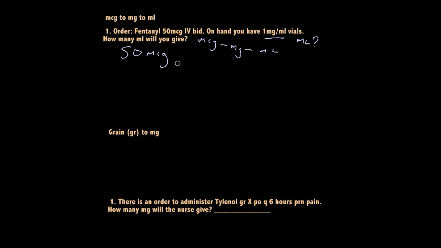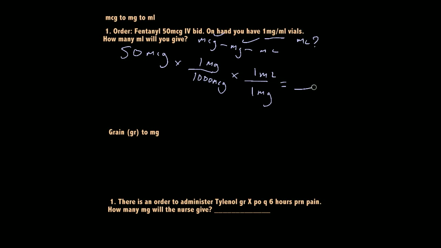So I have 50 micrograms. I'm going to go from micrograms to milligrams first. I know that for every 1 milligram, I have 1,000 micrograms. All right, so I've checked off milligrams on my roadmap. I'm at milligrams now. Now I need to go to milliliters. It gives me the conversion factor in the problem here. It says for every 1 milligram, I have 1 milliliter.